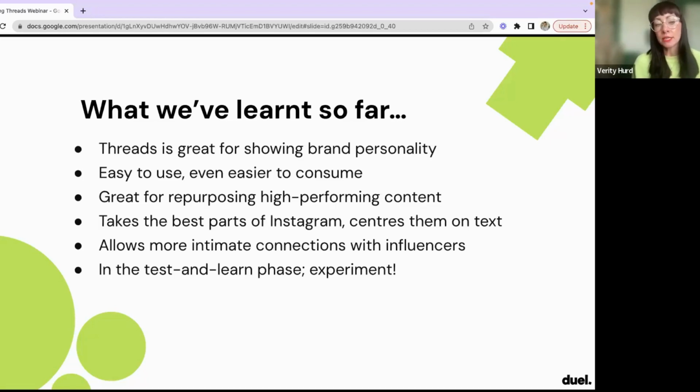It is a great place for repurposing high performing content. We have seen some brands do this. Netflix have done this with some of their tweets, and they're actually seeing higher engagement on Threads than they did on Twitter. But because it's such a new platform, we're still very much in this test and learn phase. So very much experiment. Repurpose some of your organic high performing content, see how that does, but also make it part of creating unique, brand new custom content for Threads as well, and really see what happens there.